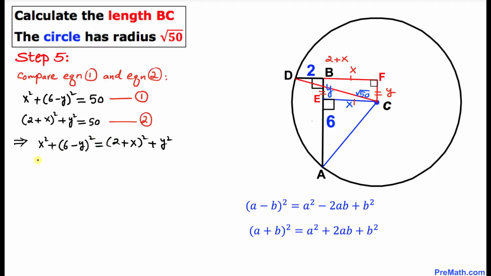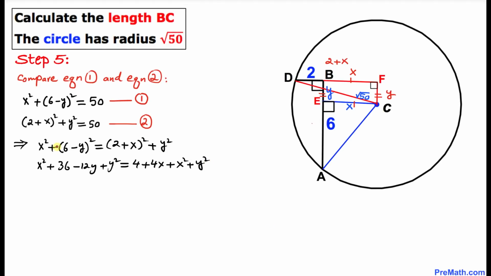So the left hand side could be written as x square plus 36 minus 12y plus y square equal to 4 plus 4x plus x square plus y square. Now we can see these x square, y square, they cancel out on both sides. So we end up with 36 minus 12y equal to 4 plus 4x.